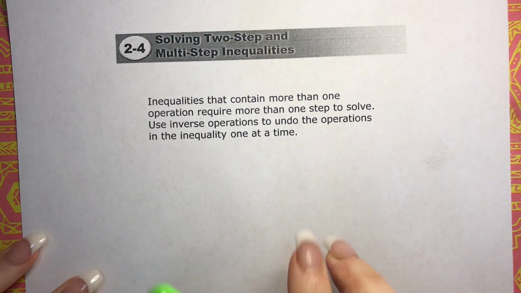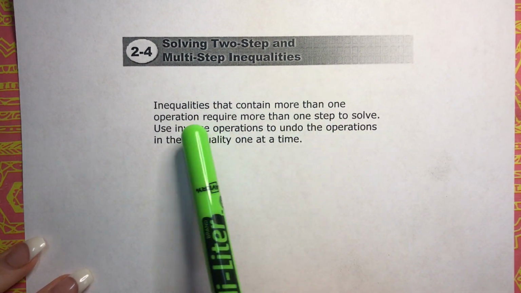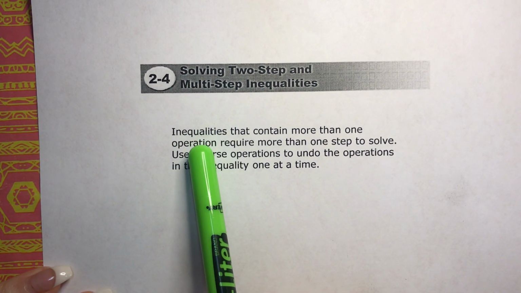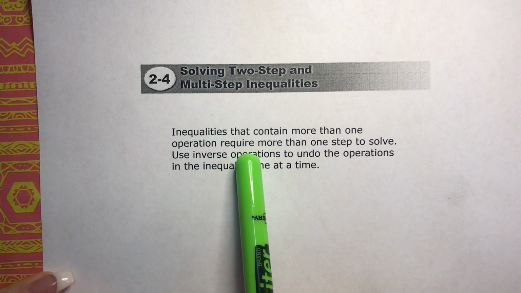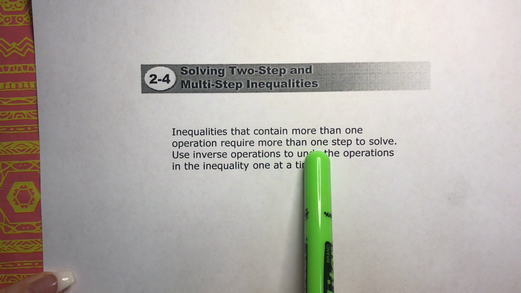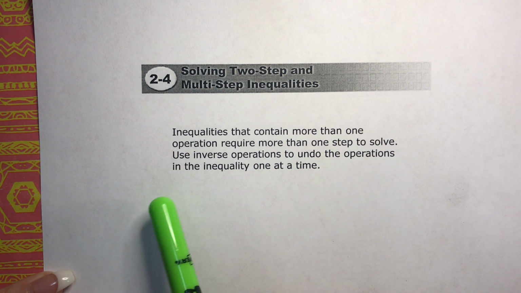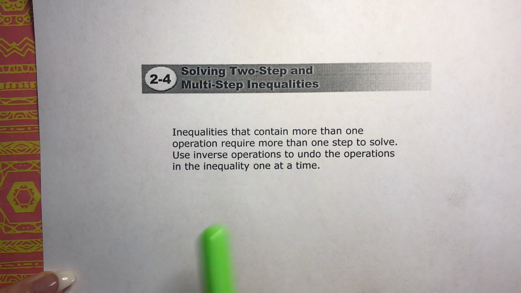So when solving two-step and multi-step inequalities, the thing that we need to take into consideration is that inequalities that contain more than one operation require more than one step to solve. Use inverse operations to undo the operations in the inequality one at a time.